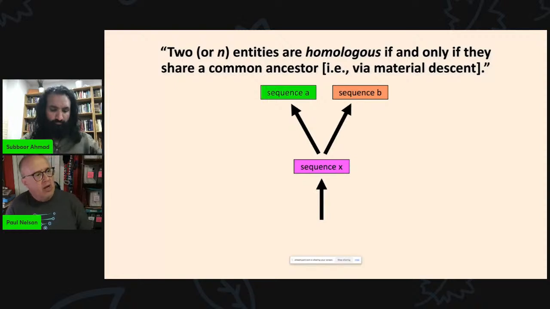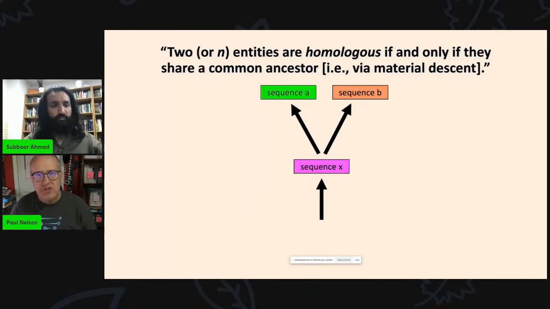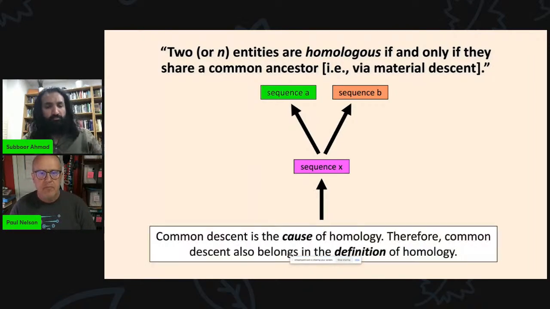So if you open a biology textbook or a textbook on evolutionary theory, or in fact, just go to Wiki, this is the definition you will get for when two or N entities, whether they're genes or proteins or anatomical structures, are homologous: if and only if they share a common ancestor.